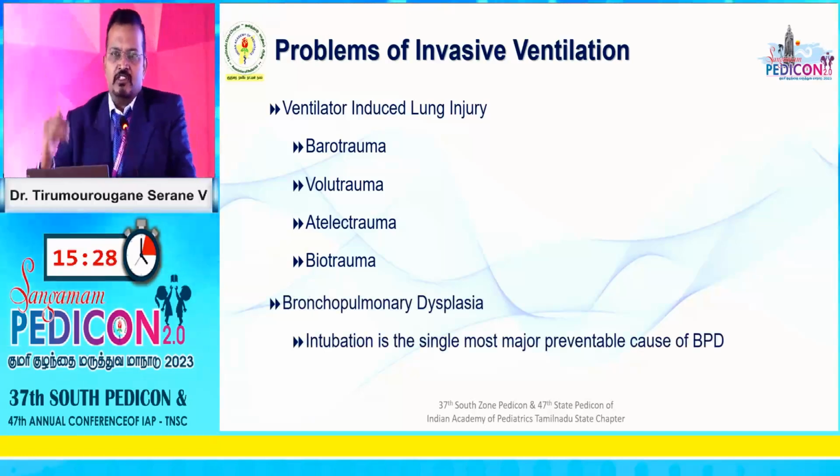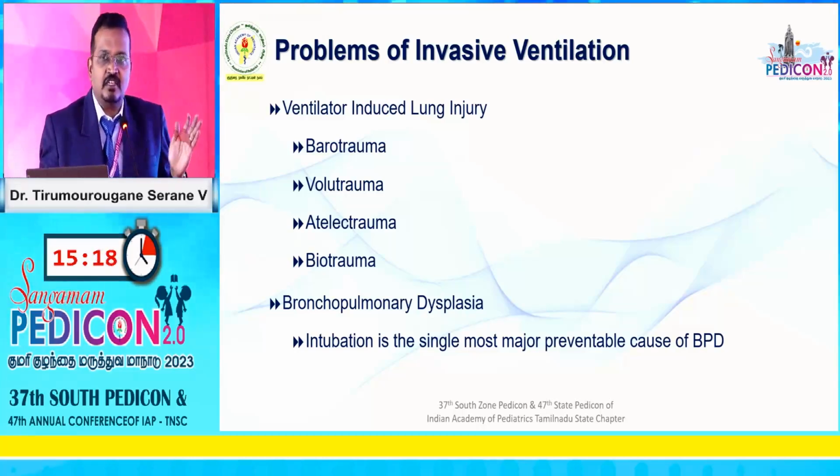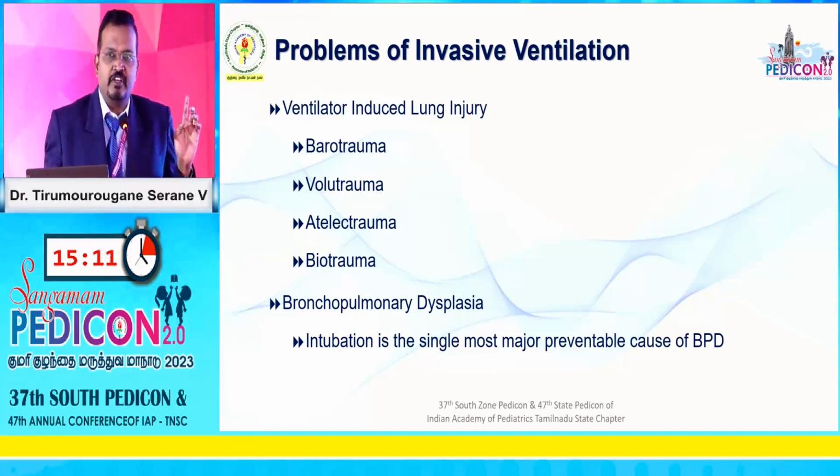Apart from all this, somehow we manage to salvage the baby, and when the baby becomes better, the baby's lungs are not developed properly, and we land up with bronchopulmonary dysplasia. The incidence in some centers is as high as 50% for babies less than 32 weeks. Just imagine, every other baby develops significant breathing difficulty.